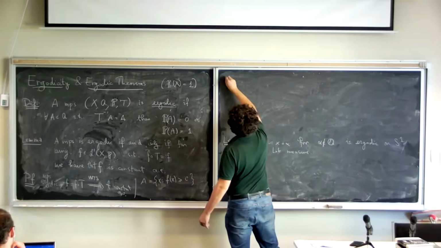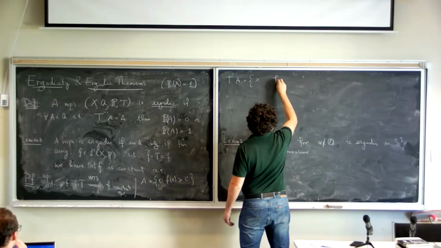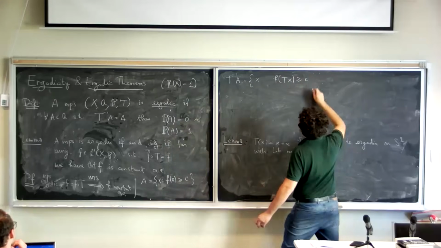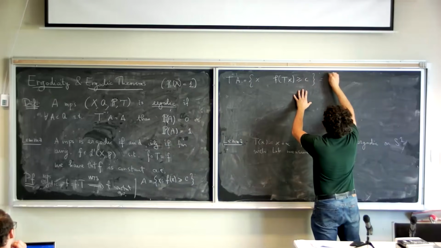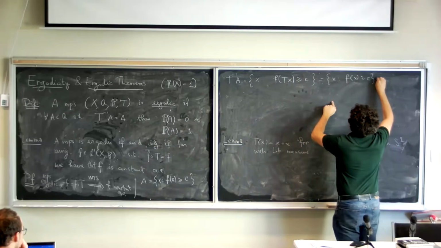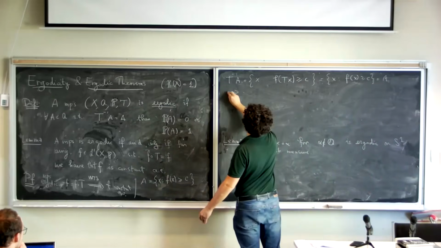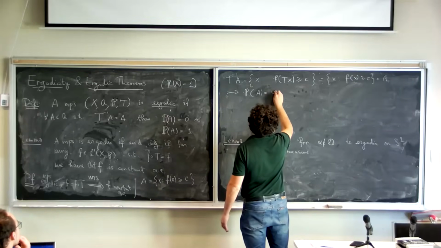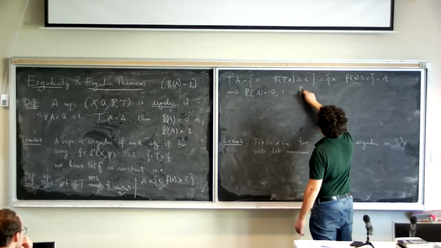So what is T inverse of A? Well, it's the set of X such that f of Tx is bigger than C. But f composed with T is f. So this is the same as the set of X such that f of X is bigger than C, and so this is A. And so what do we know? We know that the measure of A is either 0 or 1. And this is true for any C.